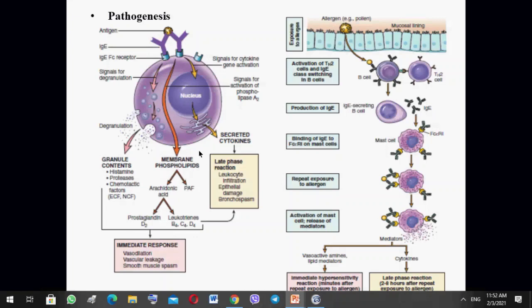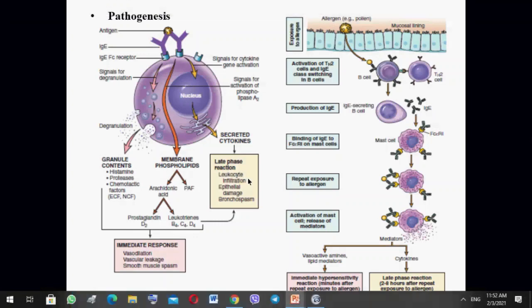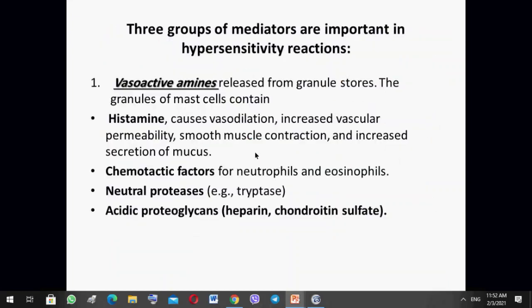At the same time, there are other types of molecules that are released from the mast cells, and these molecules will be synthesized after exposure. So they will take time until they are released. They are synthesized by the rough endoplasmic reticulum. And these molecules will cause a late phase reaction. Cytokines that will be secreted later will cause a late phase reaction, and this late phase reaction will include leukocyte infiltration, epithelial damage, and bronchospasm. So this is the pathogenesis of type 1 hypersensitivity reaction.